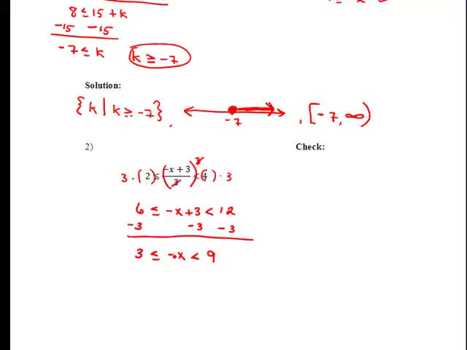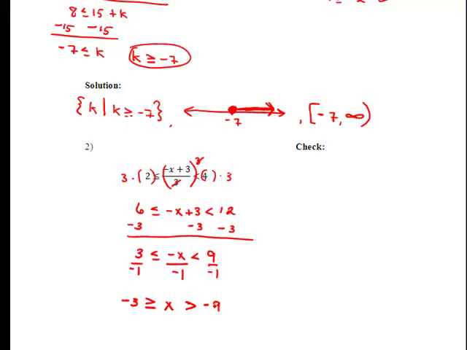The last thing I need to do is to get rid of this negative. So I'm going to divide by a negative 1 on all three parts. So I get 3 divided by negative 1, so I get negative 3. And the same rule applies because I'm dividing by a negative number. I need to switch the direction of my inequalities. I now have x by itself, and here I'll have greater than, and now negative 9.